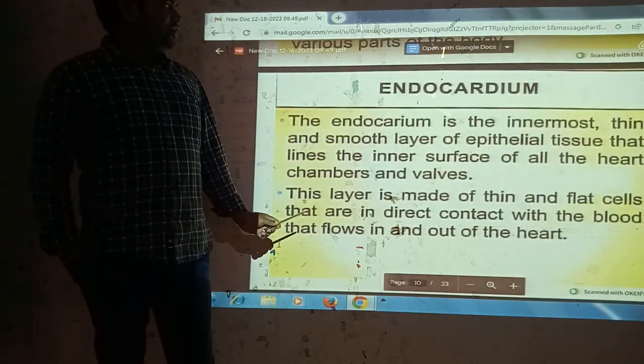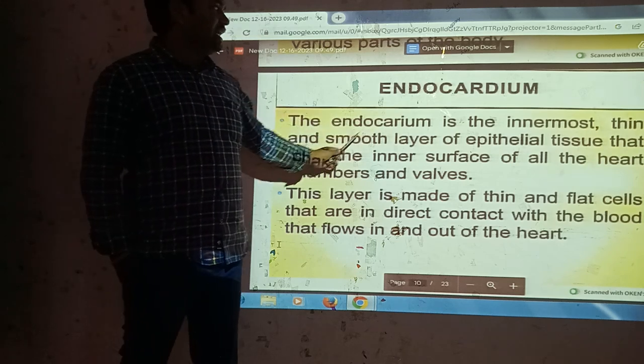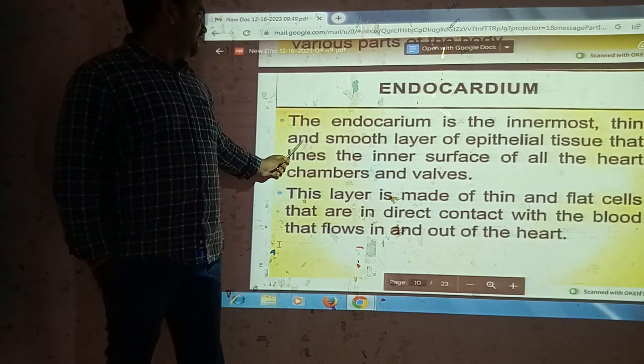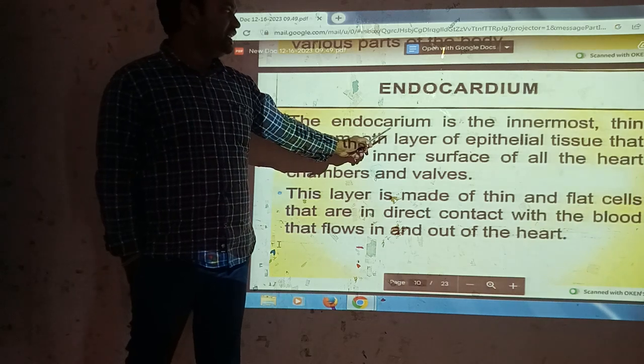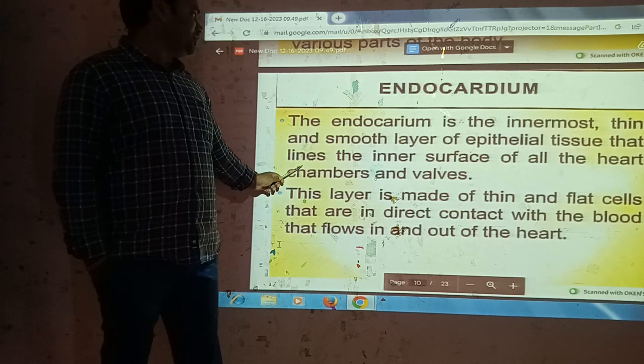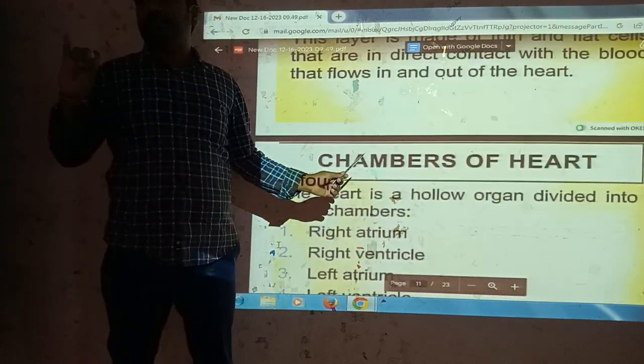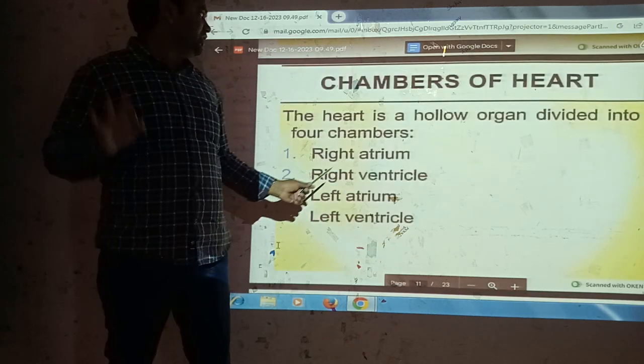And next one, endocardium, the inner layer. The endocardium is the innermost thin and smooth layer of epithelial tissue that lines the inner surface of all the heart chambers and valves. These are the different types of layers: pericardium, myocardium, endocardium.